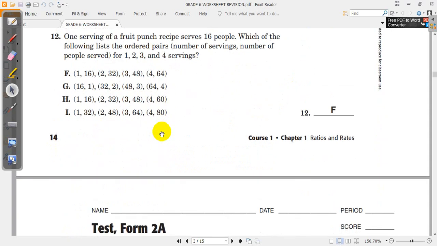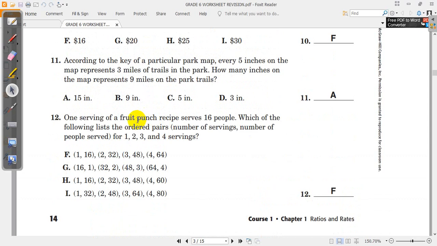Number 12. Okay, this is the last question. 1 serving of fruit punch, a recipe serves 16 people. Which of the following lists the ordered pairs of number of servings to the number of people? So the first one must be 1 and 16. So the second one must be 2 and 32, 3 and 48, 4 and 64. Okay, so which one is the right one? F is the right answer.